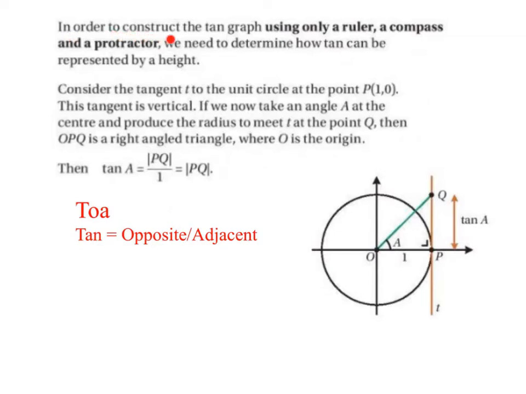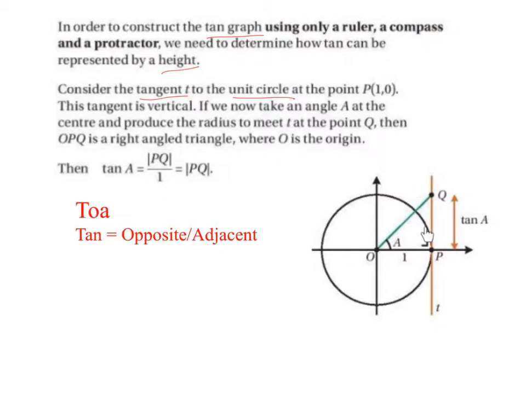In order to construct the tan graph using only a ruler, a compass and a protractor, we need to determine how tan can be represented by a height. Consider the tangent t to the unit circle at the point P (1, 0).